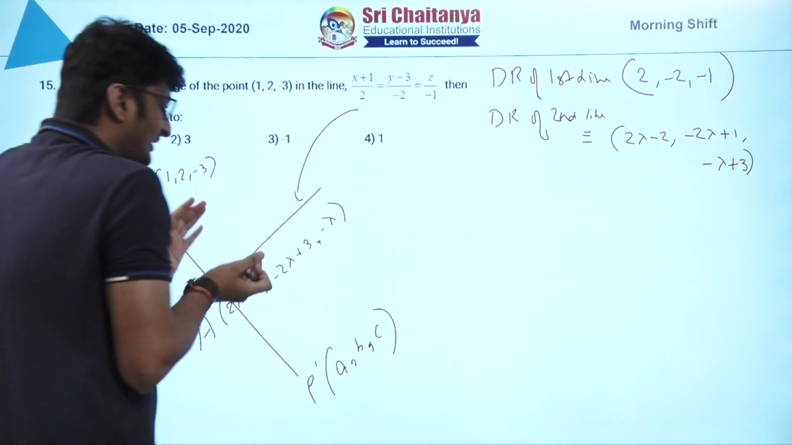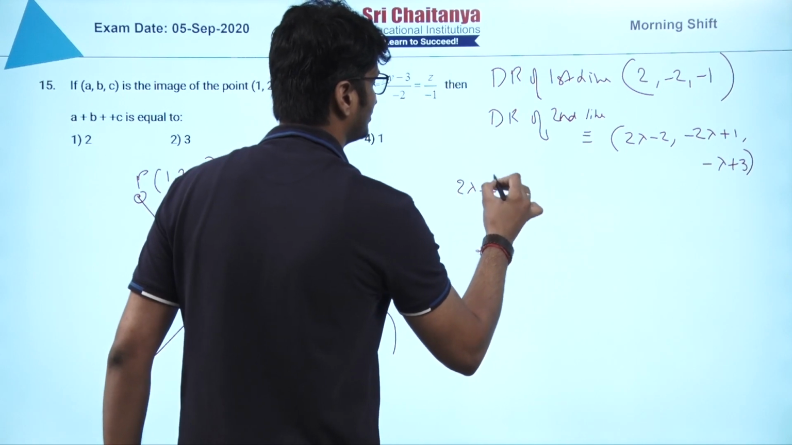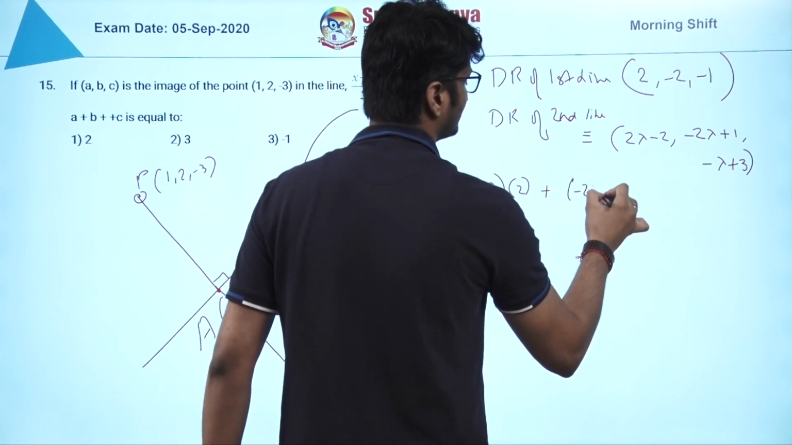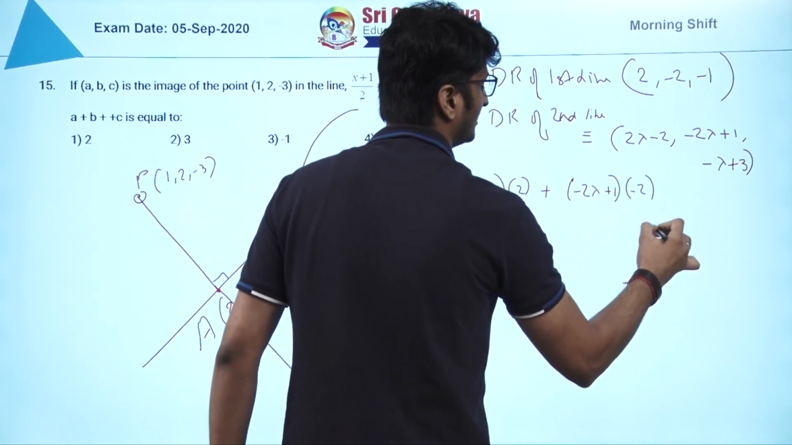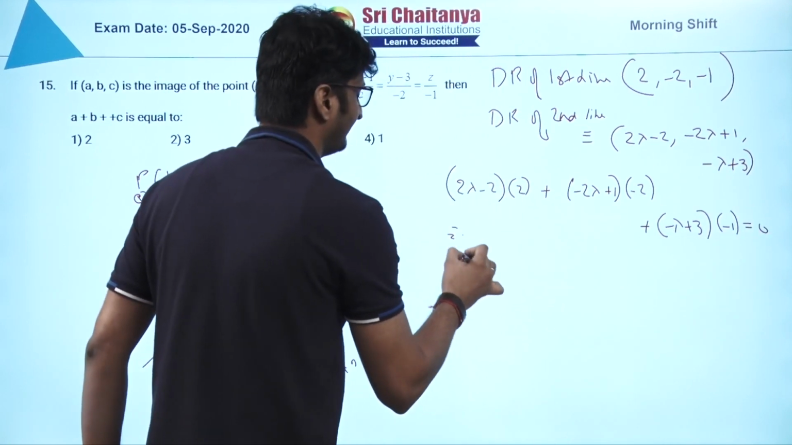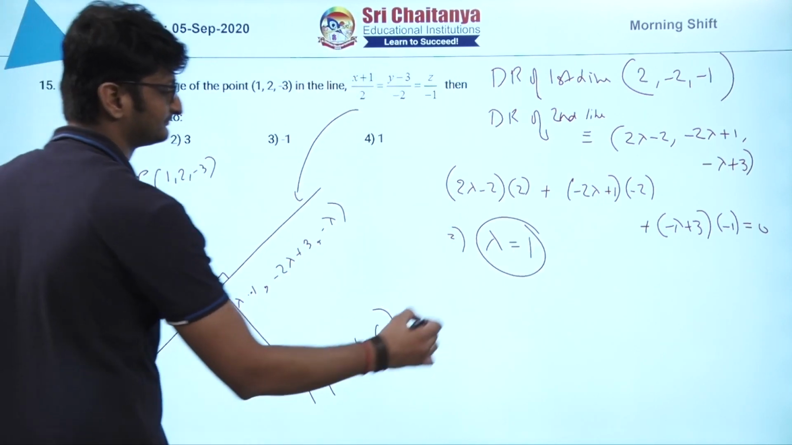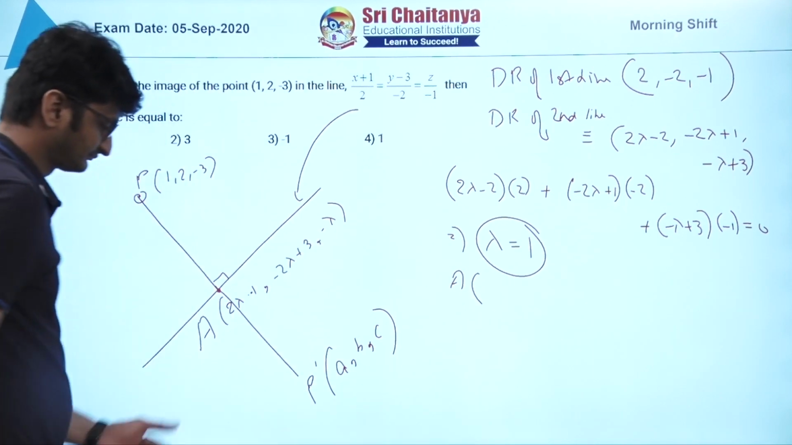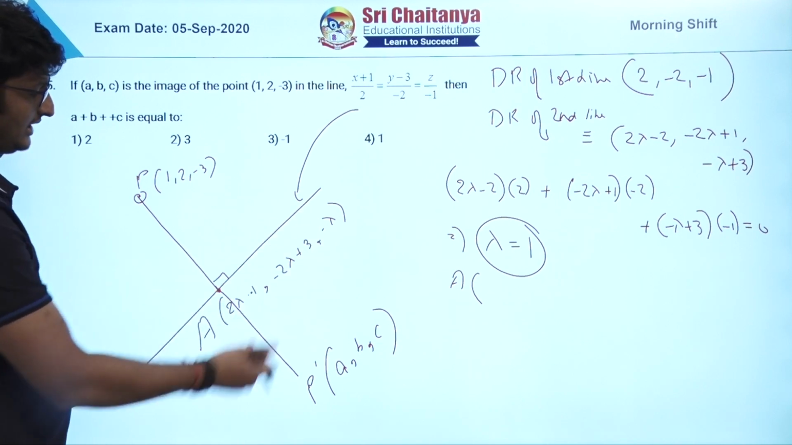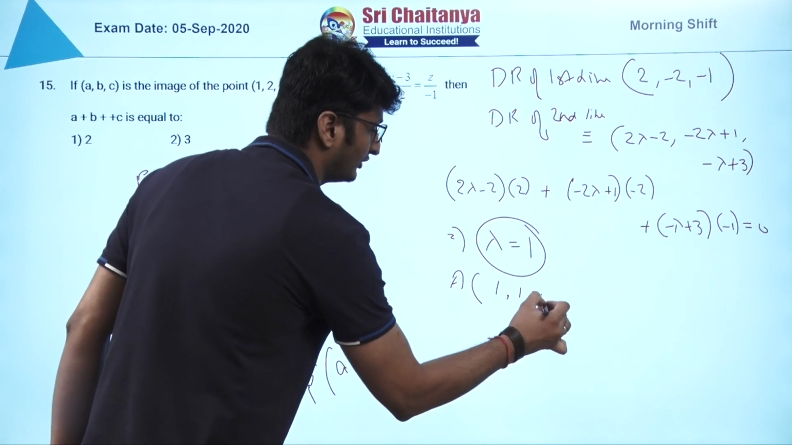Now, obviously since these two lines are perpendicular, their corresponding multiplication sum will be 0. (2 lambda minus 2) into 2 plus (minus 2 lambda plus 1) into minus 2 plus (minus lambda plus 3) into minus 1, and after simplification we are getting the value of lambda to be 1. So what has the point A become? Put the value of lambda here, you are getting 1, 1 and minus 1, correct.